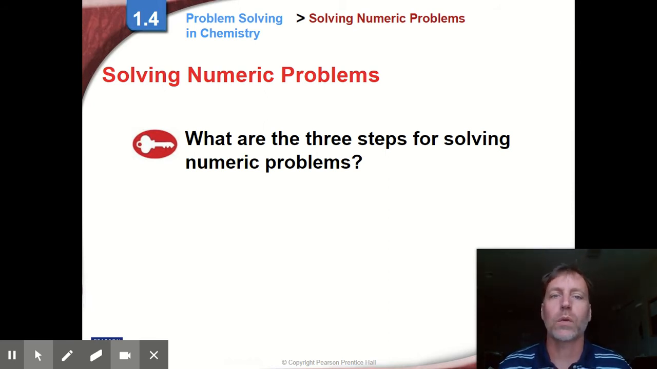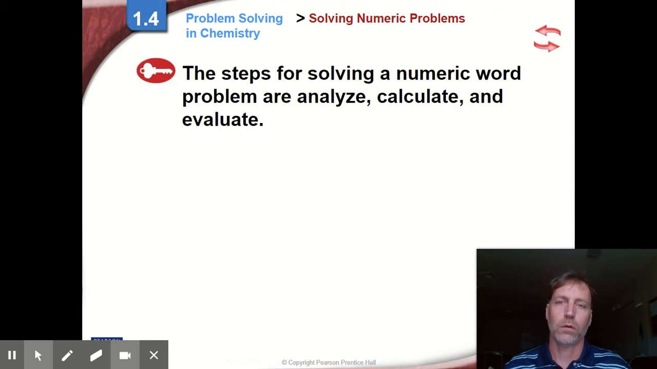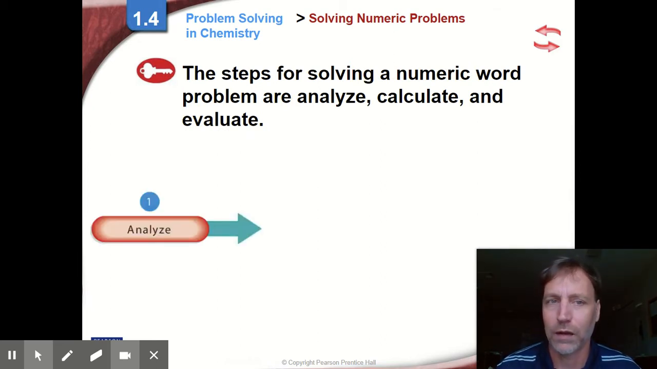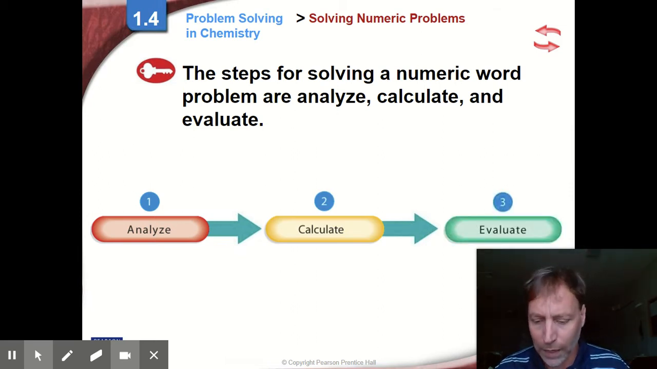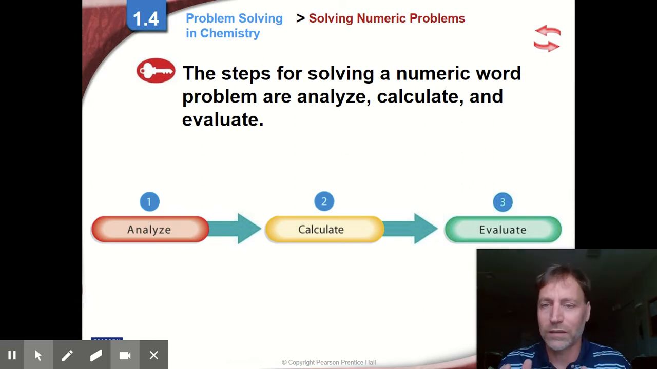Okay, so there are three basic problem solving strategies. I've adapted them to make them a little more Mr. Rosy. They are called analyze, calculate, and evaluate. I'm just going to put those out here for you: analyze, calculate, and evaluate. Analyze means you're going to assess the problem.